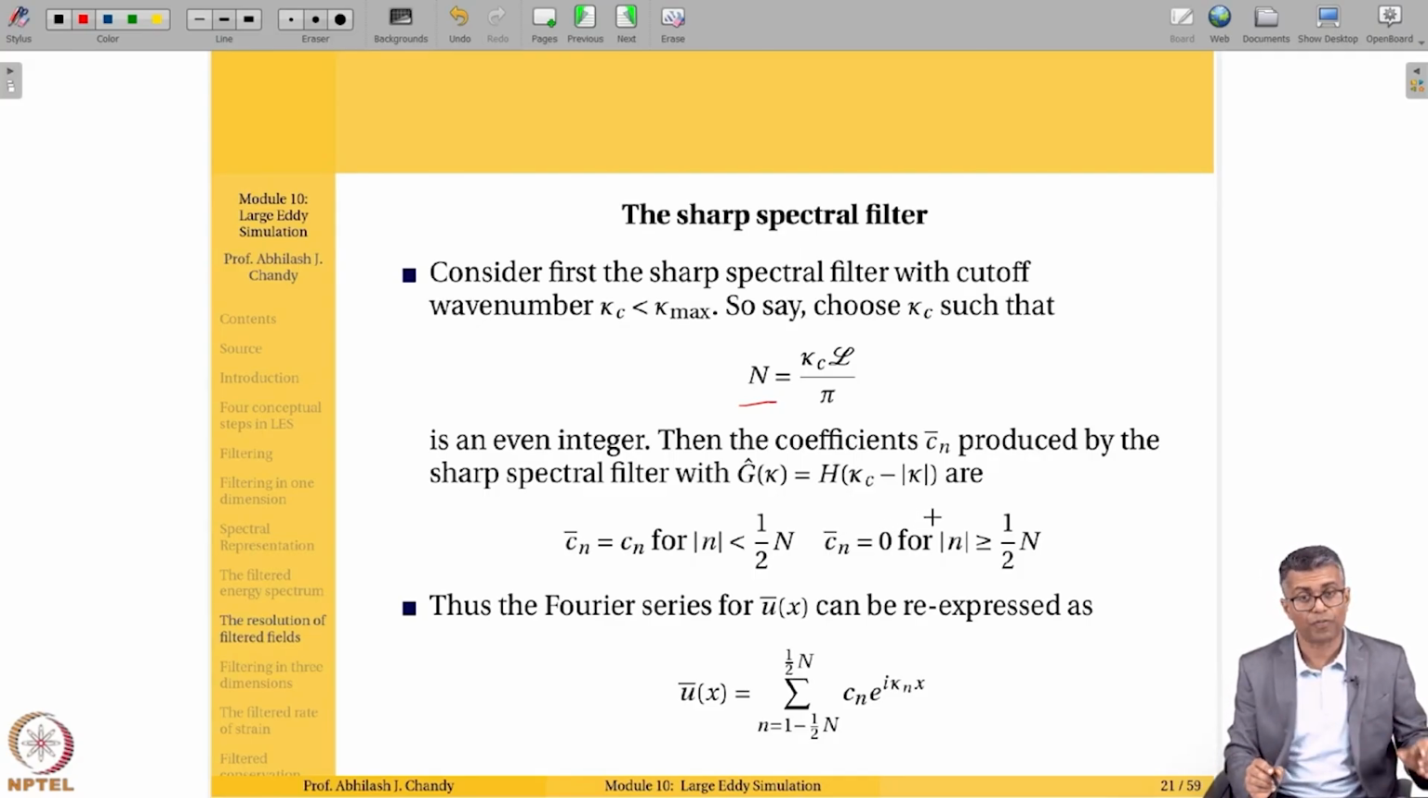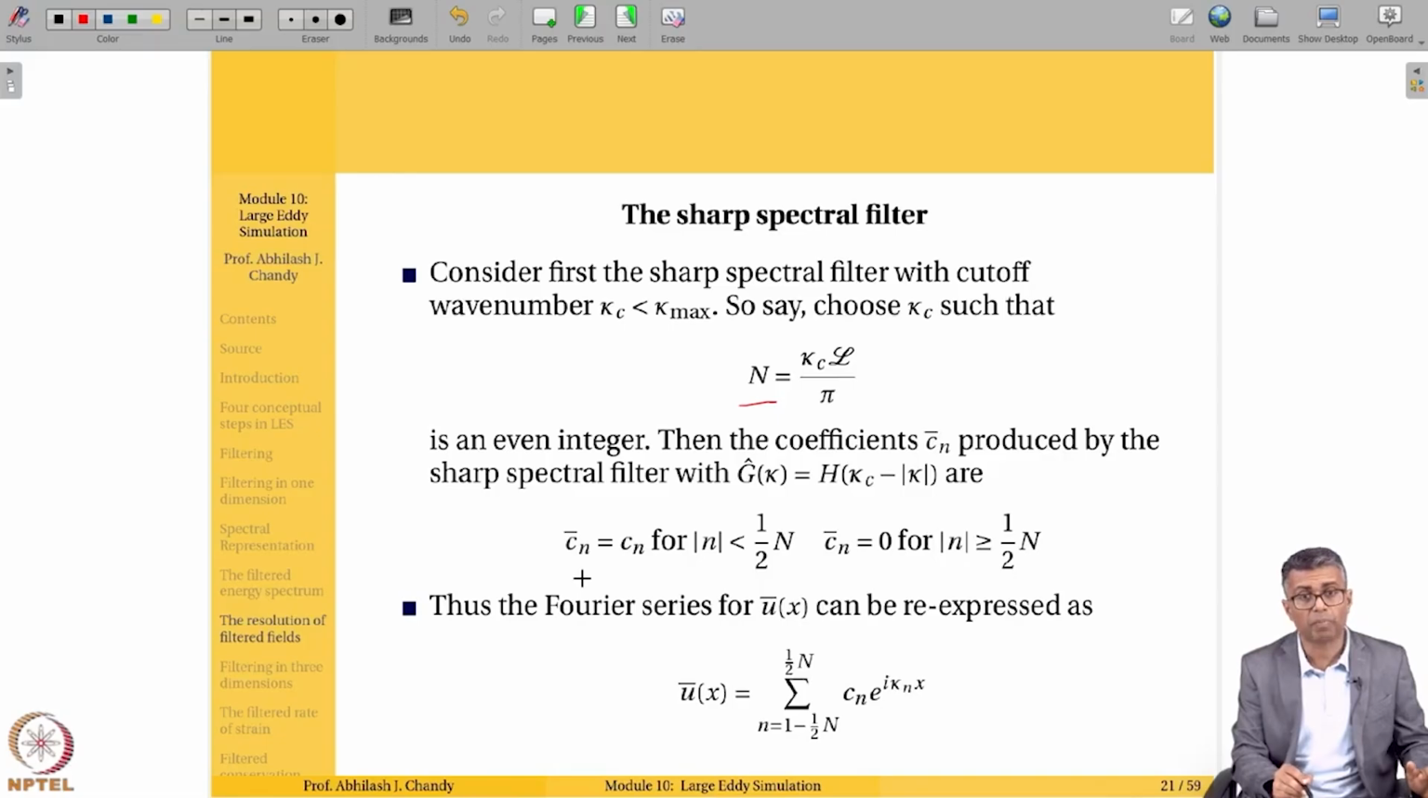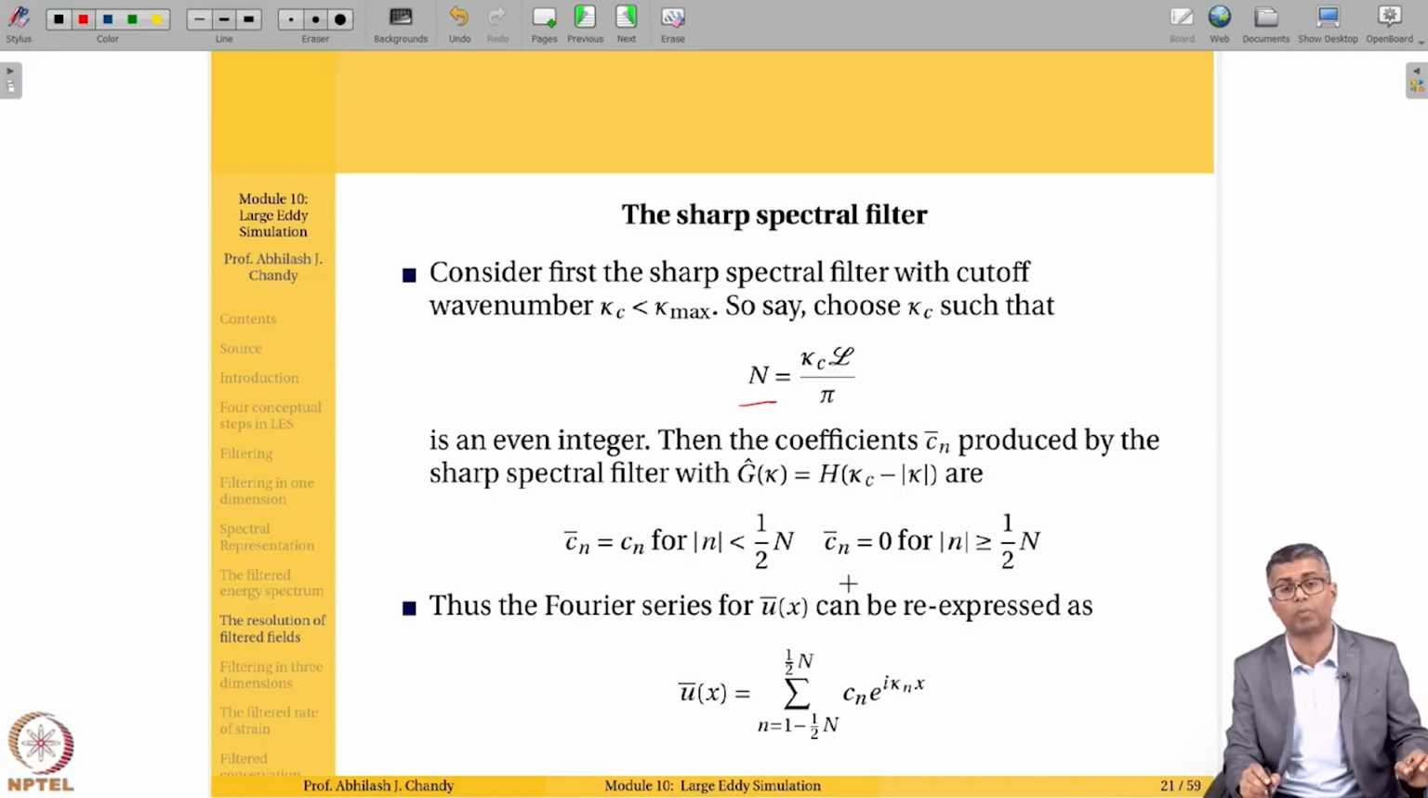And in that case, if you have a sharp spectral filter, what does it do? It basically removes all the wave numbers greater than kappa c. So Cn bar would be equal to Cn for n less than half n, and Cn bar would be equal to 0 for n greater than half n. Remember, in LES, your maximum number of grid points is n. That means on one side, because wave numbers are taken from negative to positive, it is basically half n. Following me?